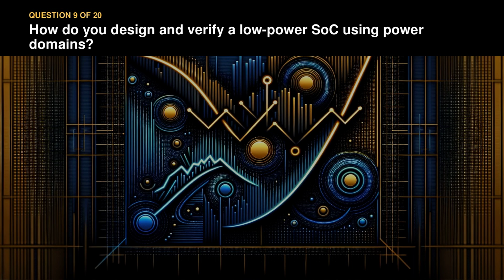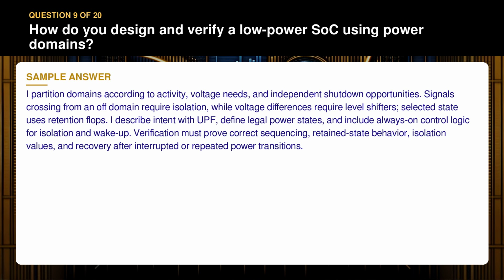Question 9. How do you design and verify a low-power society using power domains? I partition domains according to activity, voltage needs, and independent shutdown opportunities. Signals crossing from an off domain require isolation, while voltage differences require level shifters. Selected state uses retention flops.